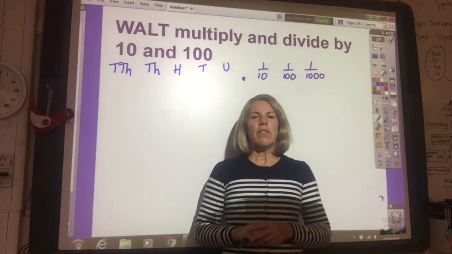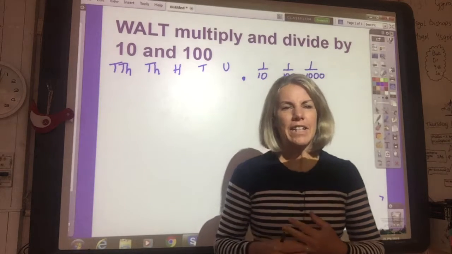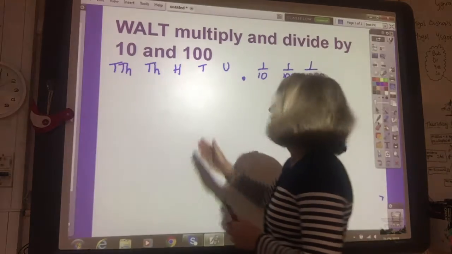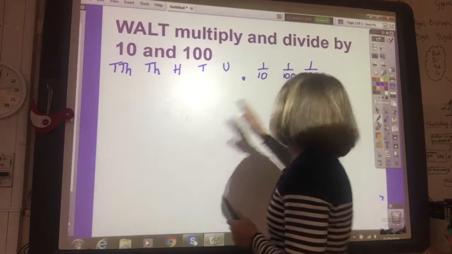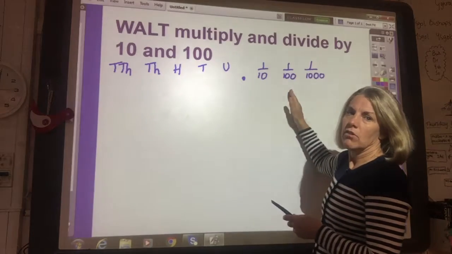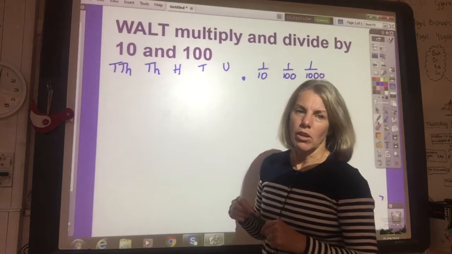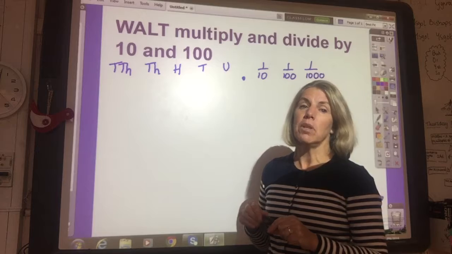Right, today's video is on multiplying and dividing by 10 and 100. So we've got our columns set out, all right? Units, tens, hundreds, thousands, tens of thousands, tenths, hundredths and thousandths. Now, each time we move up a column, the numbers in that column increase by a multiple of 10.